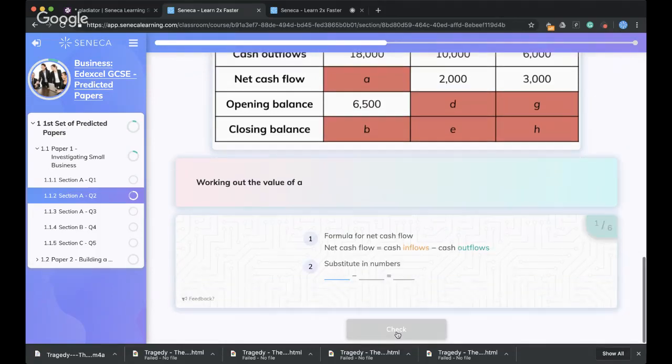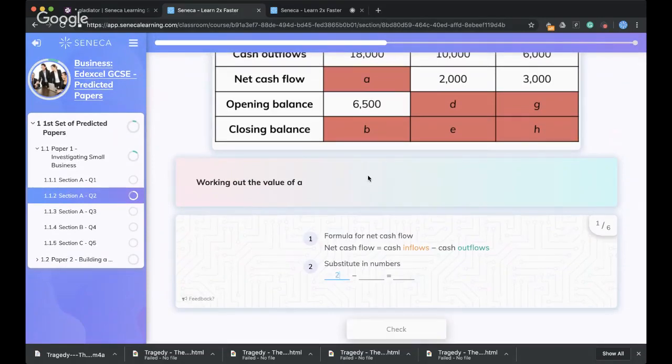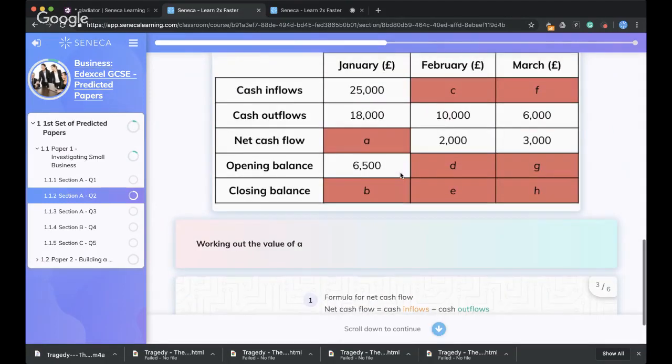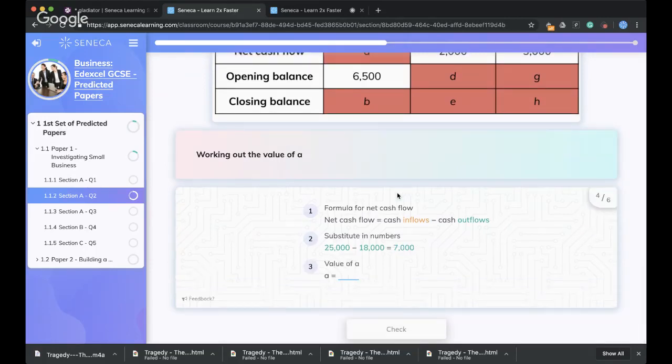Some people are very good at maths. Substituting in the numbers, we have got one right answer on the board already. Well done. And then, what's 25 minus 18, Jono? I think it's 7. And then the thousands, boom. So the value of A is 7,000.